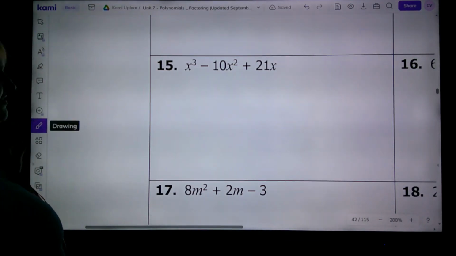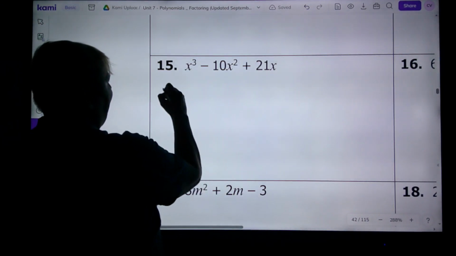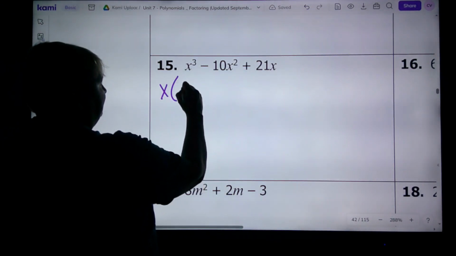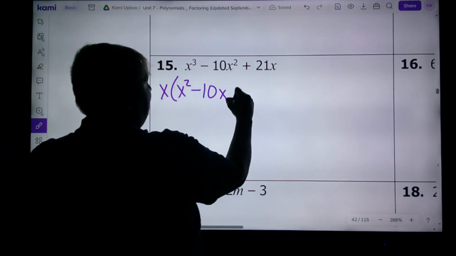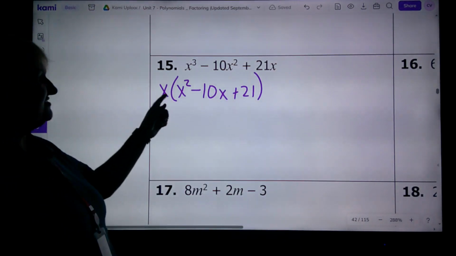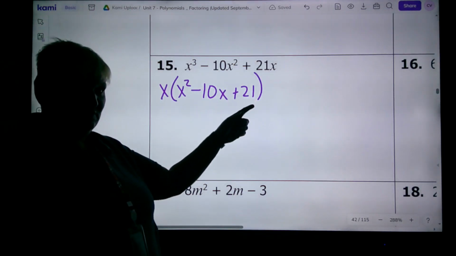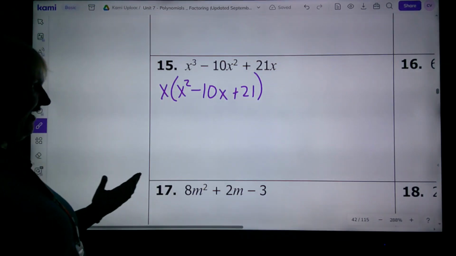Three terms. Anything we can factor out? Yes, they all have an x. x squared minus 10x plus 21. And because we factored out the x, now we have a trinomial, right? We can do the basic factoring.